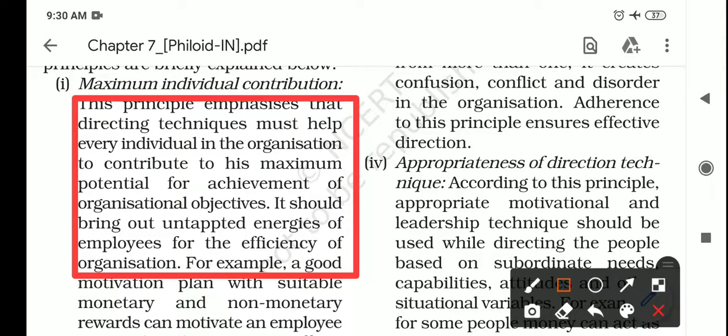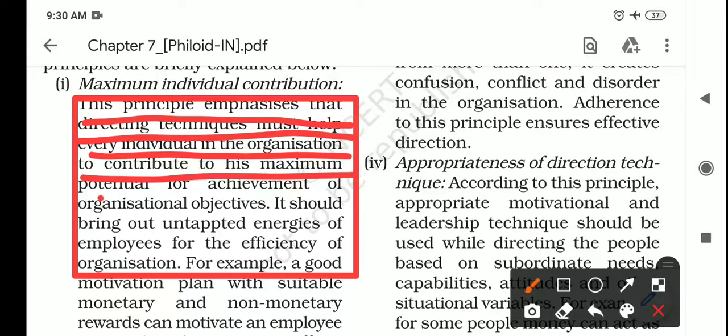This principle emphasizes that directing techniques must help every individual in the organization to contribute to his maximum potential for achievement of organizational objectives. It should bring out untapped energies of employees for the efficiency of the organization. But of this, how much will you note down in your copy? Up to here. Fine.